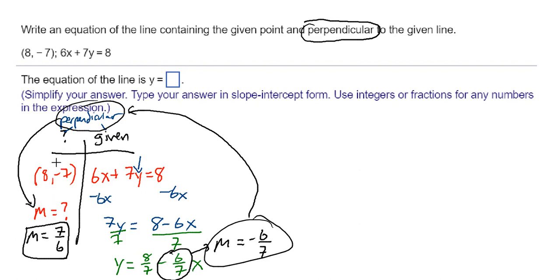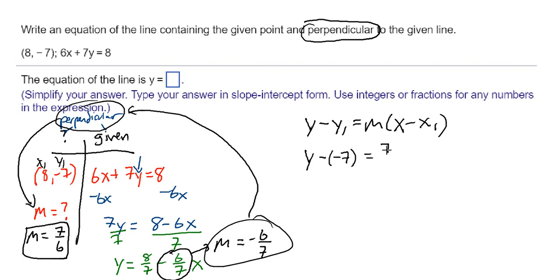So now that I have that slope and I have this point, I can label this as x1, y1, and I'm going to plug all of that information into this formula again. y minus y1 equals m times x minus x1. All right, so we'll get y minus y1, which is negative 7, equals m, which is 7 over 6, times x minus x1, which is 8. All right, so we plug all those numbers in.